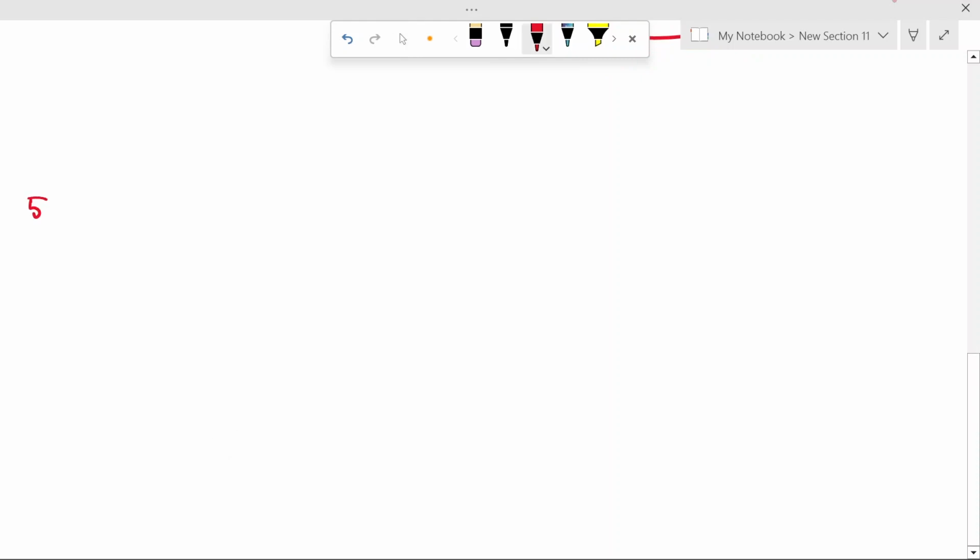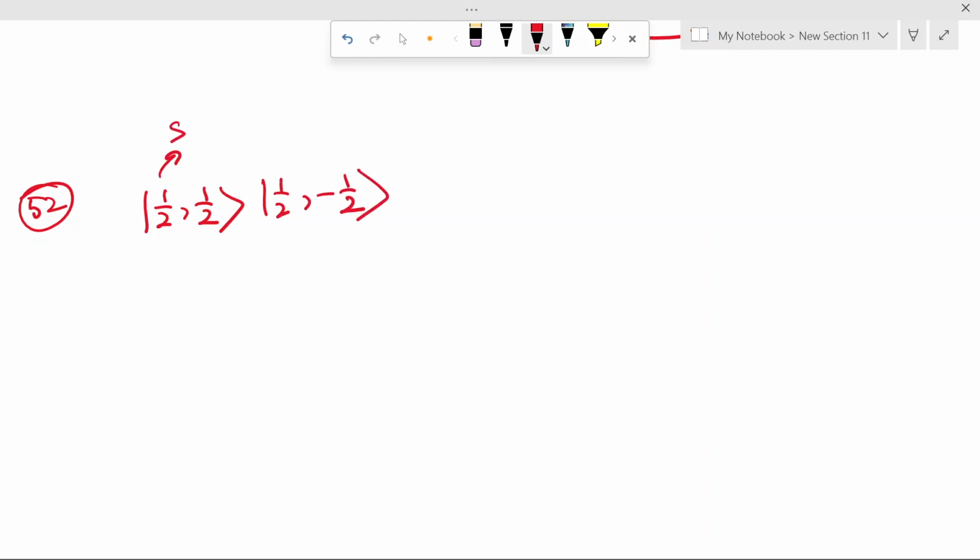Question number 52. Your state has been given as half, half, and half, minus half. It is actually your spin quantum number; the z component of the spin is denoted by ms. You've been asked to find the average energy, or the expectation value of the Hamiltonian in this state, given as 4 lambda by h cross square into s1 dot s2.